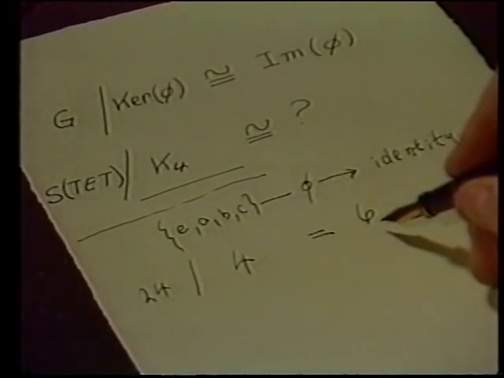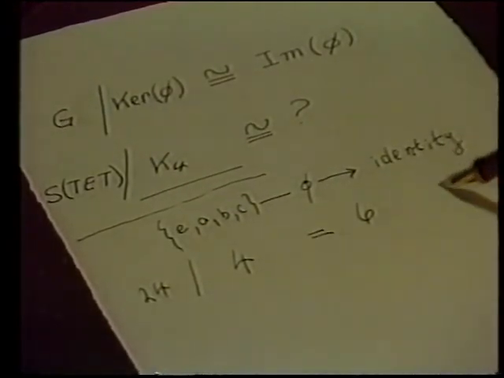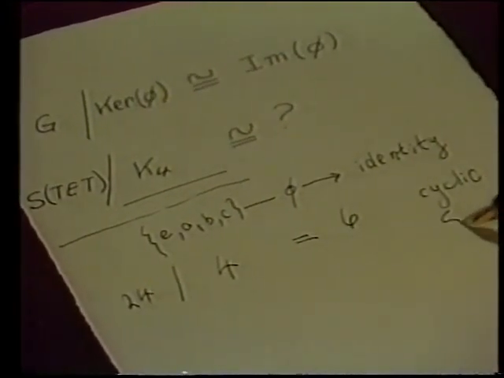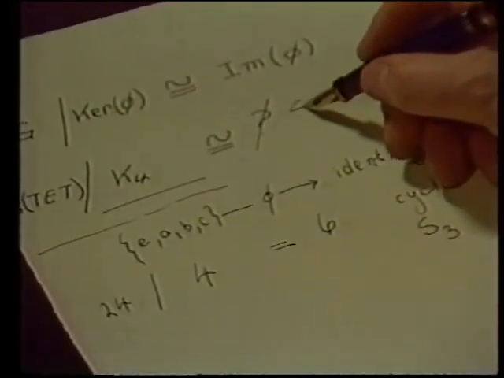But up to isomorphism, there are only two groups of order 6. There's the cyclic group and the permutation group S3. So does our homomorphism map the elements of S tet onto a cyclic group or a group like S3? Well, in fact, the image of phi is S3. And here's a geometric way of seeing just why.